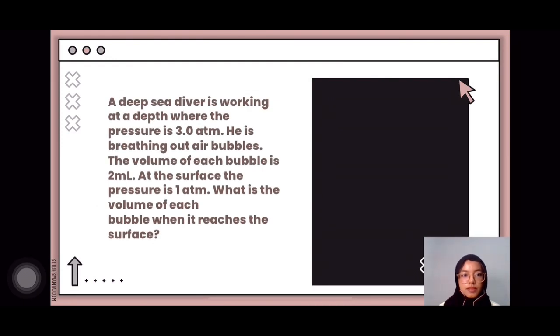So a deep sea diver is working at depth where the pressure is 3.0 atmosphere. He is breathing out air bubbles. The volume of each bubble is 2 milliliters. At the surface, the pressure is 1 atmosphere. What is the volume of each bubble when it reaches the surface?